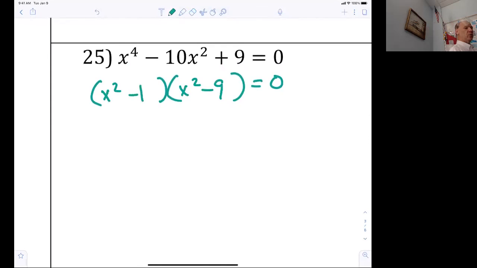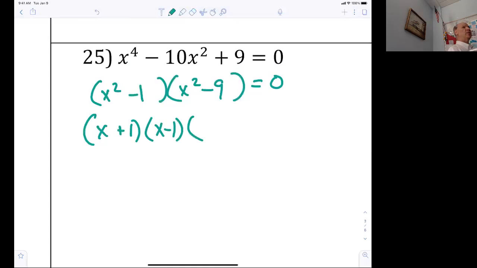All right, X squared minus 1. What does that factor to? It's going to be X and X. Would someone tell him what the factors are, please? You're supposed to say X plus 1 times X minus 1.